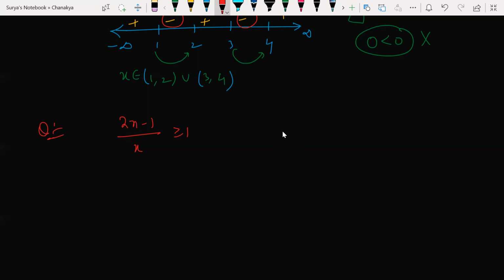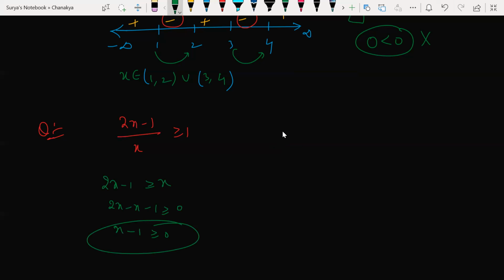Guys, tell me, how to solve this question? 2x minus 1 greater than or equal to x. Are you solving it like this? 2x minus x minus 1 greater than or equal to 0. So 1x minus 1 greater than or equal to 0. Are you solving like this?